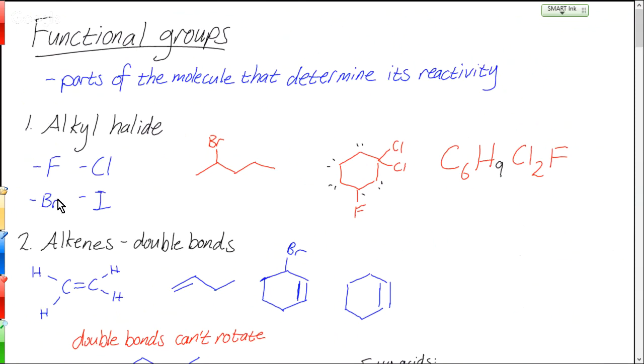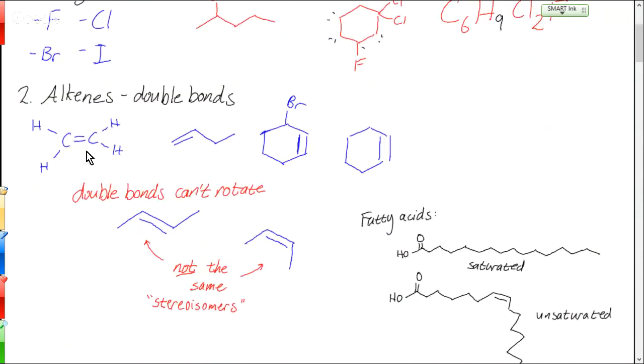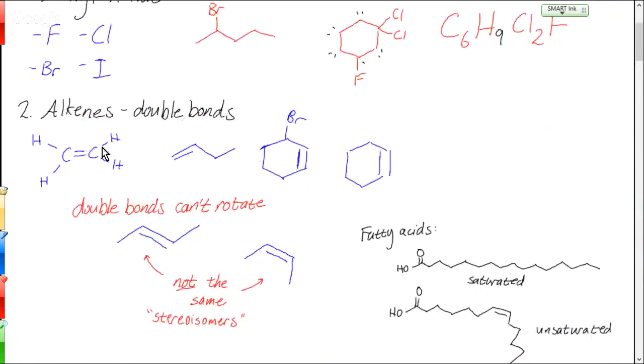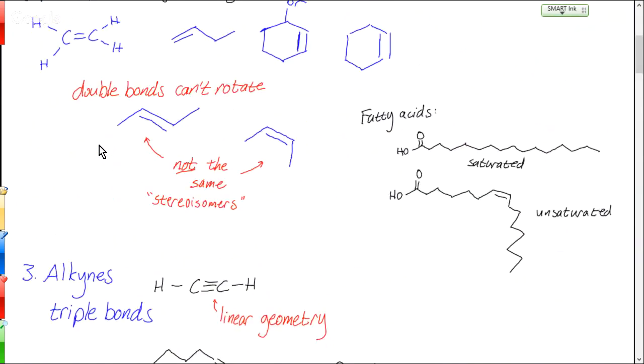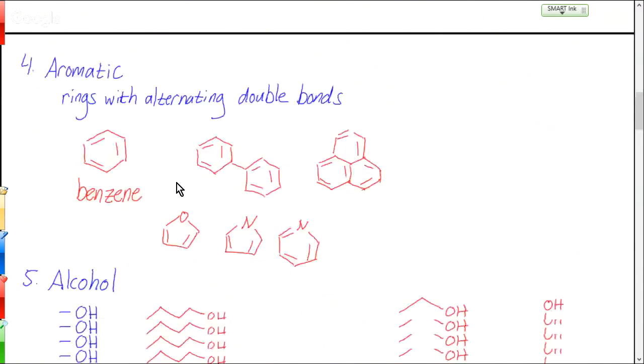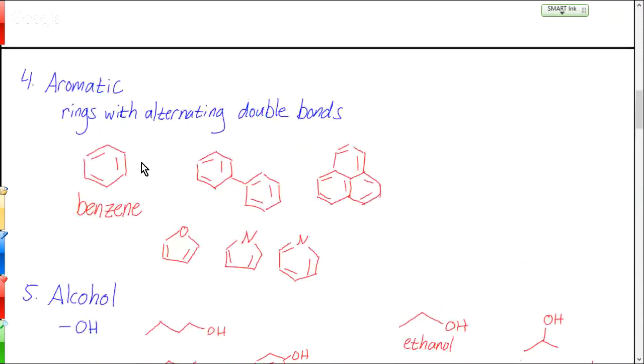So the alkyl halides, you're looking for those halogen atoms. The alkenes, you're looking for a double bond, just a double bond between carbons. Alkynes is a triple bond between carbons. Aromatic is these rings with alternating double bonds, usually benzene.